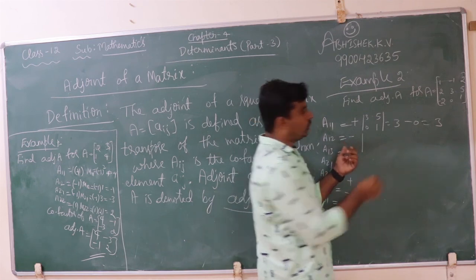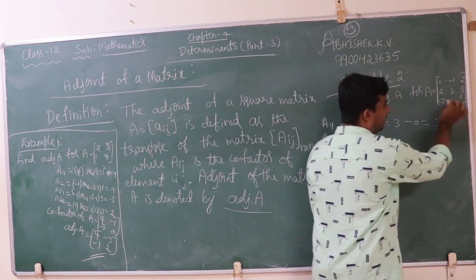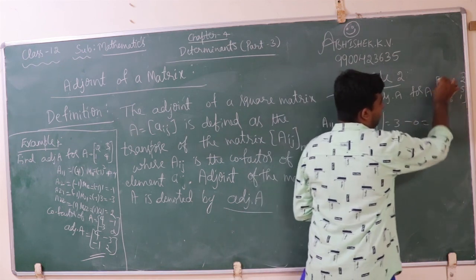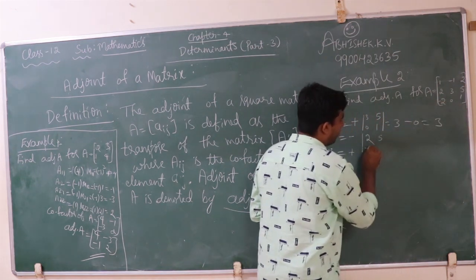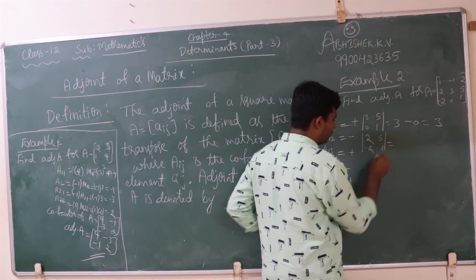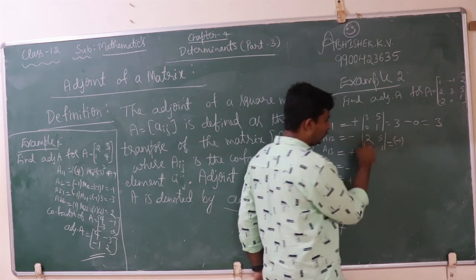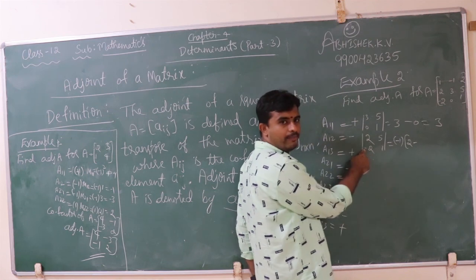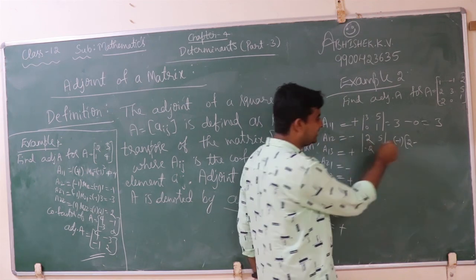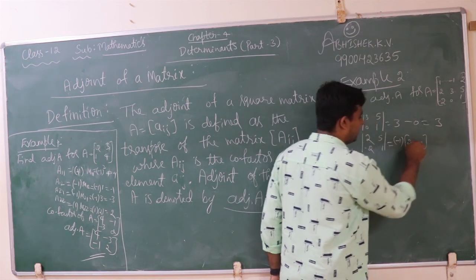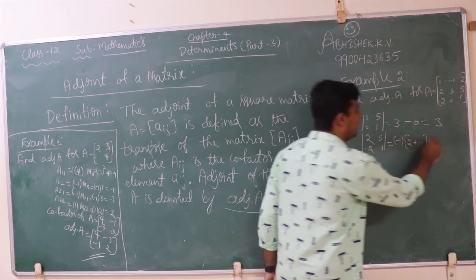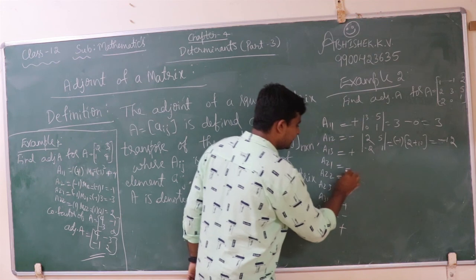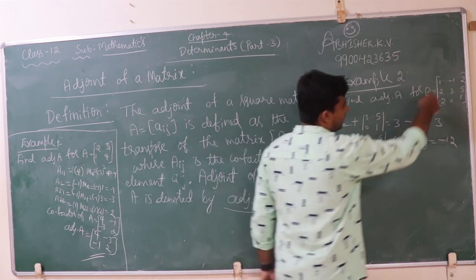Then for A12, you need to delete the first row, second column, remaining with 2, 5, minus 2, 1. This is equal to what? Minus 1 into 2 ones are 2, 2 minus 10. Minus into minus, plus 10. 10 plus 2, 12. 12 into minus 1, minus 12.